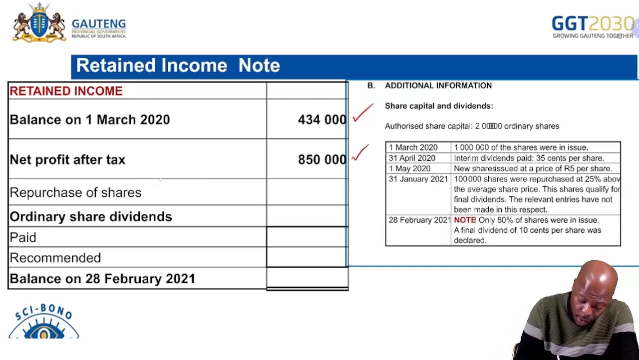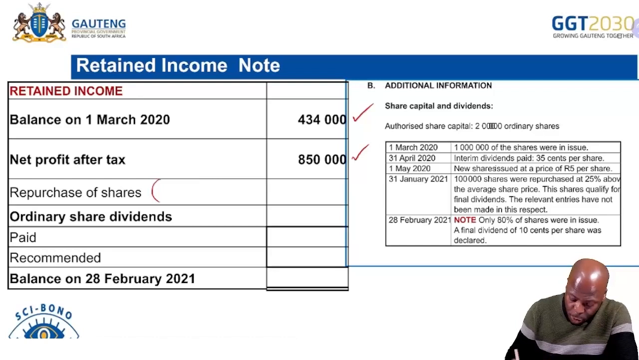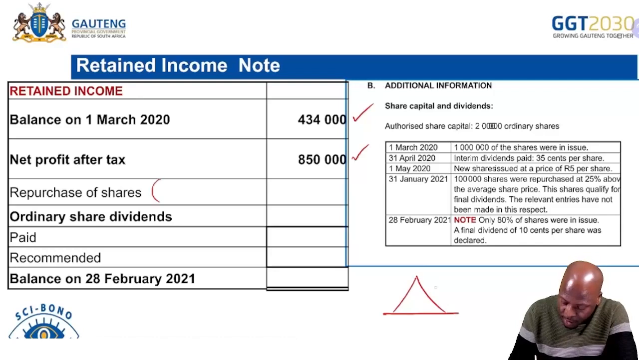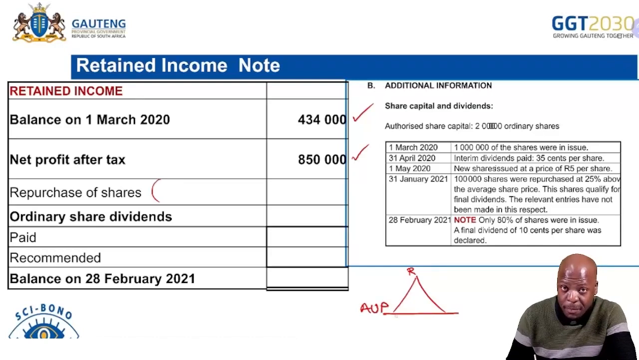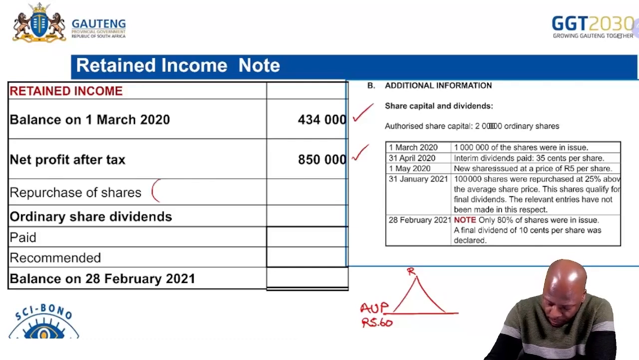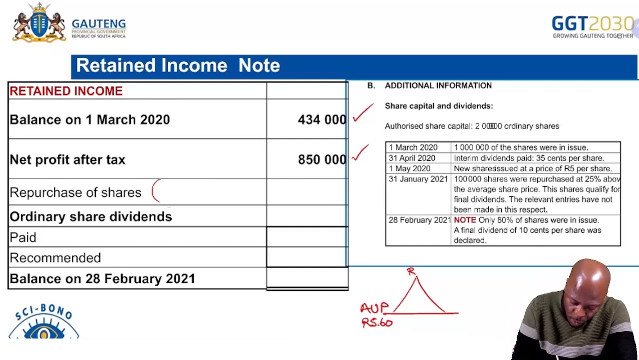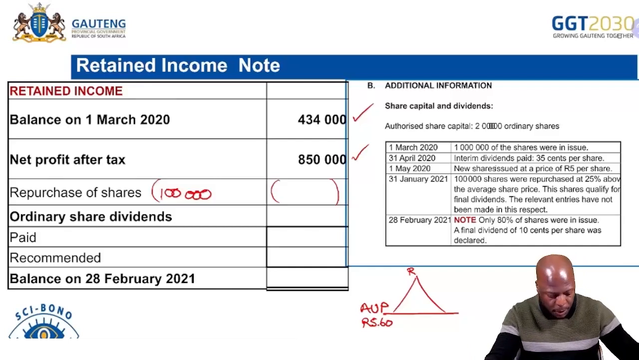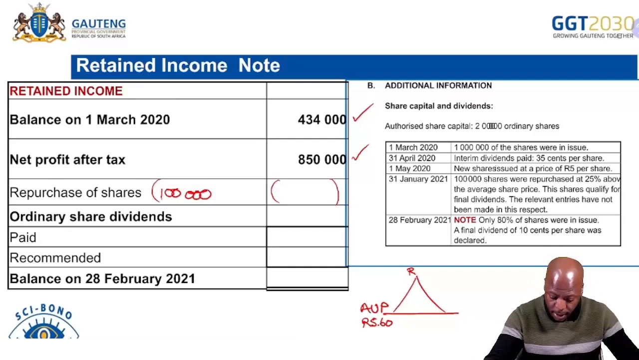And now we're going to deal with the repurchase of shares. So remember what the examiner told us earlier on, that we repurchased shares and the repurchase price was not given, but we were given the average price, or rather we calculated the average price. You still remember that one? Yes. And we got the average price to be R5.60. Now let's hear what more they say. They say 100,000 shares. So the shares that we repurchased here are 100,000. And already I know here I must have my brackets ready for me.